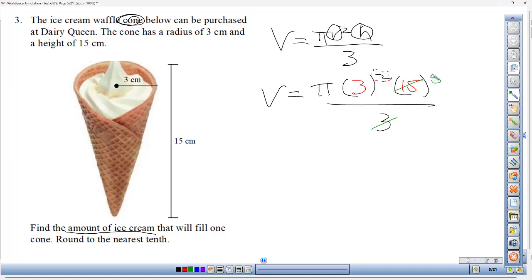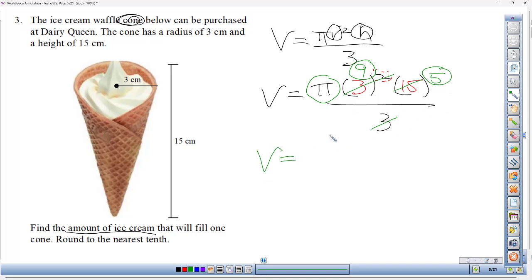3 goes into 15 5 times. Now I'm going to do my 3 squared. 3 squared comes out to be not 3 times 2, but what? 3 times 3, right? 3 two times multiplied, so that comes out to be 9. And now I have to multiply the pi and the 9 and the 5, right? Everything else has been worked out.